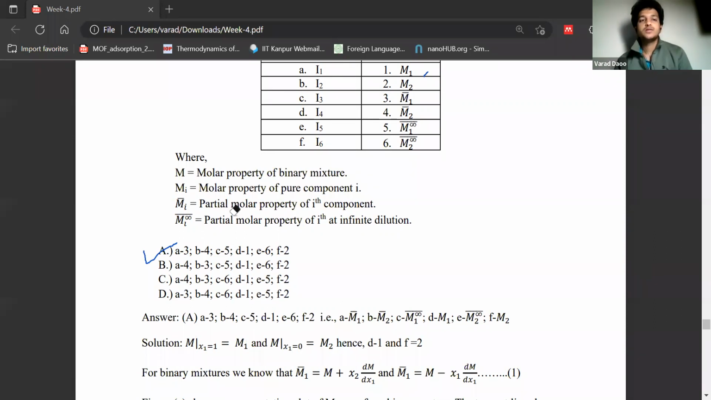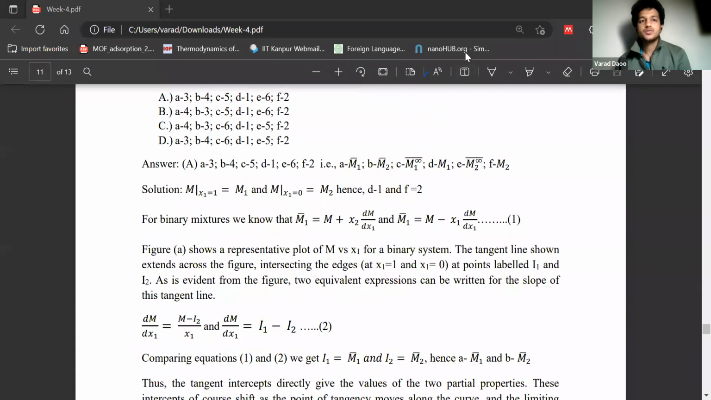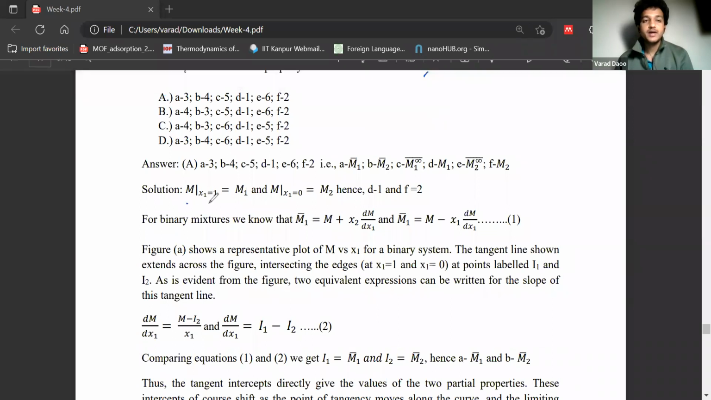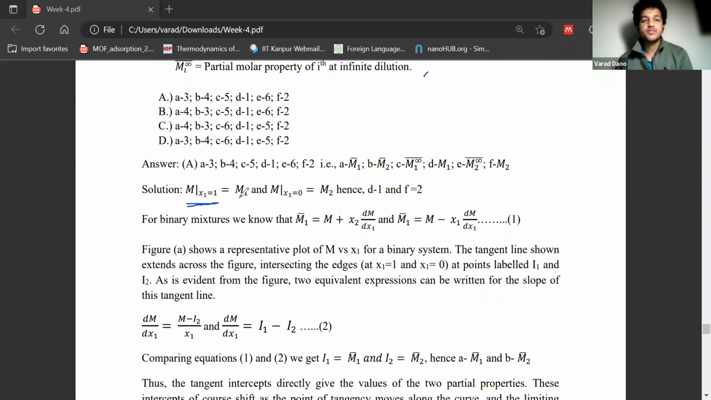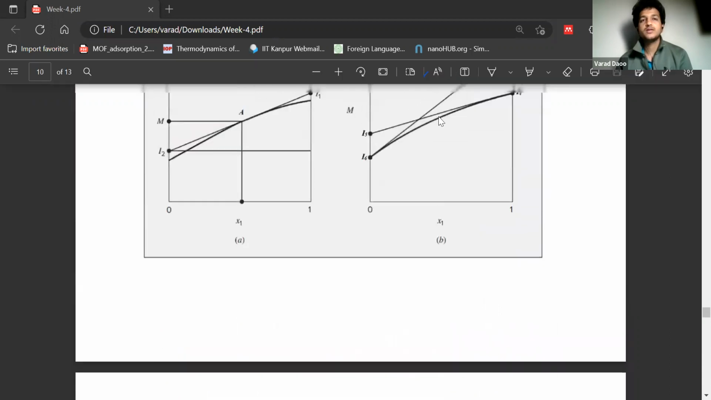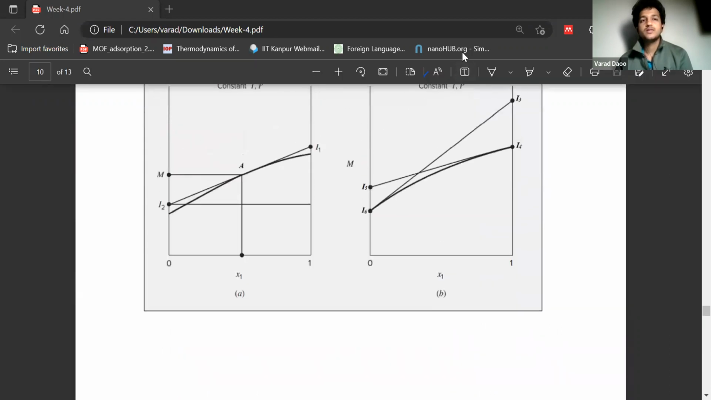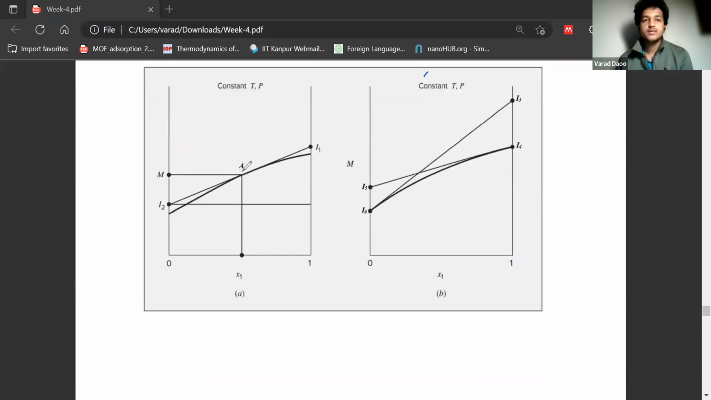Okay, so let us try to see the explanation for this. What we have is M at x1 equal to 1 is nothing but M1, and M at x1 equal to 0 is nothing but M2. So clearly from the figure, if you look at the figure, this is for M1.